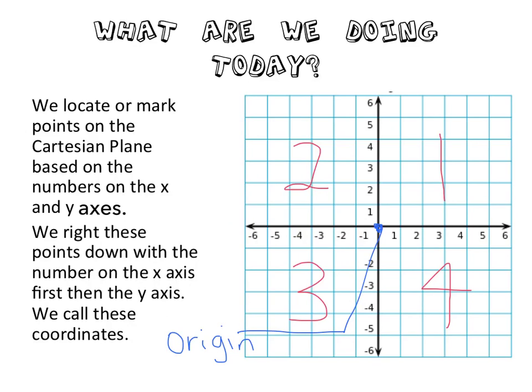Now, what I want you to do is write down these words on this right-hand side here. And they say, when we locate or mark points on our Cartesian plane, we do this based on the numbers on the x and the y axes. We write these points down with the number on the x-axis first and then the y-axis. So we write them with the x-axis first and then the y-axis. How we mark these and how we write them, we call those coordinates.